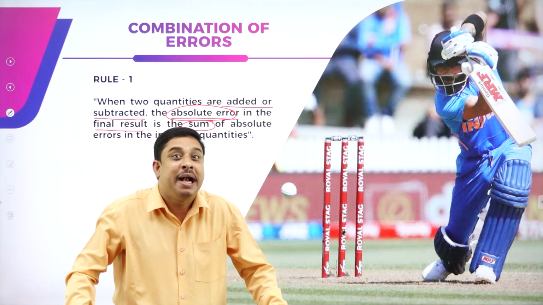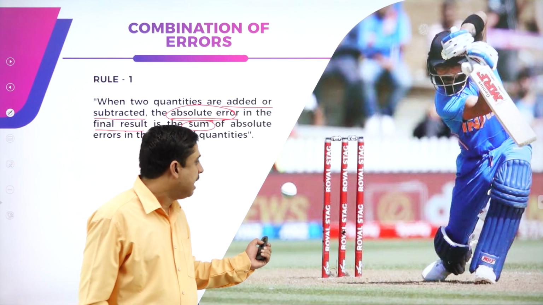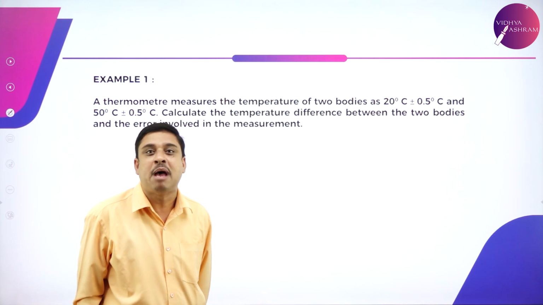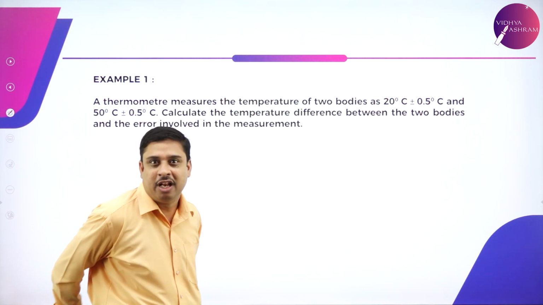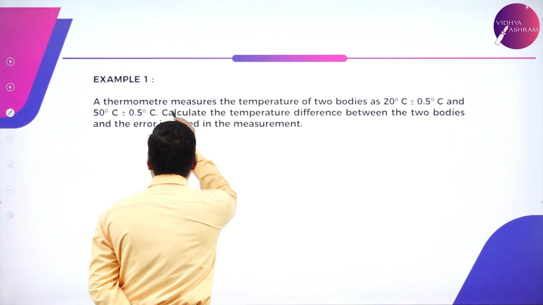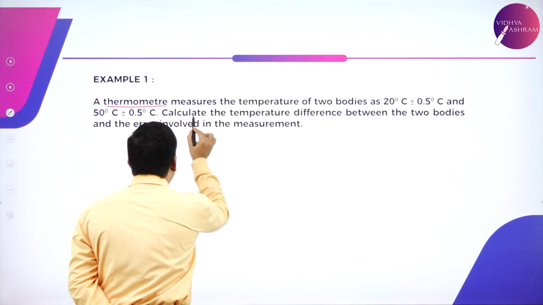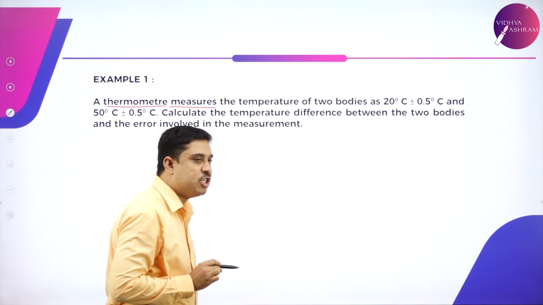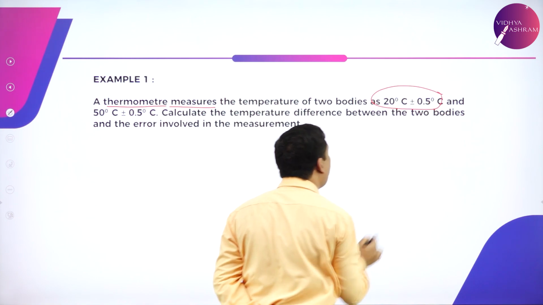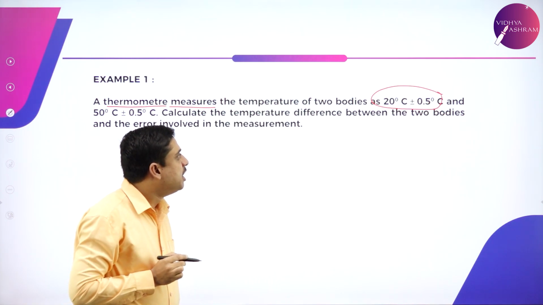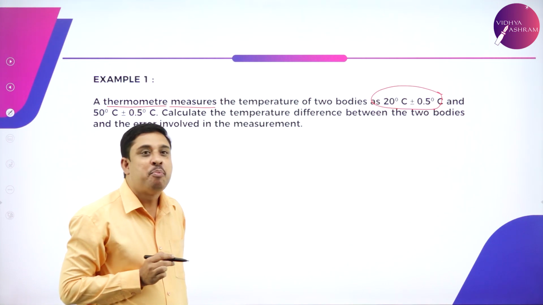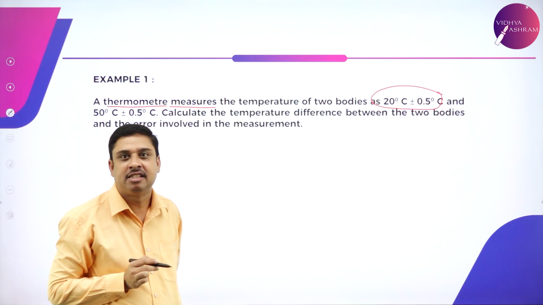Now, how do I better understand this law? I can understand this law by considering an example. I will work out an example so that you understand the law better. Now, the example says, a thermometer measures the temperature of two bodies as 20 degrees Celsius plus or minus 0.5 degrees Celsius.